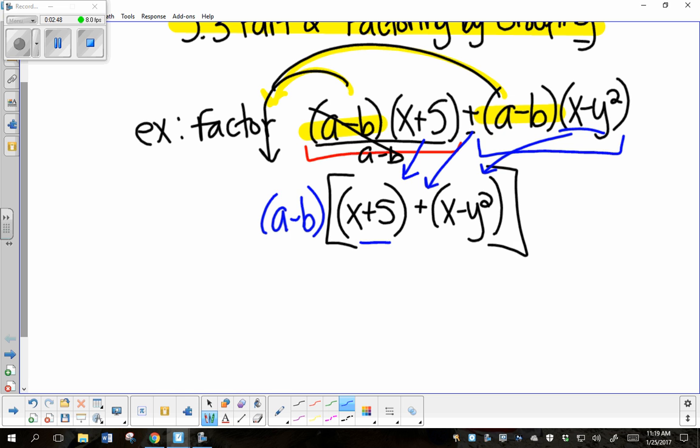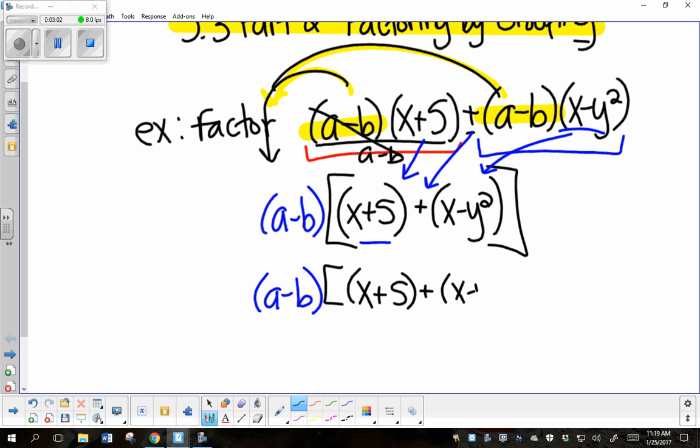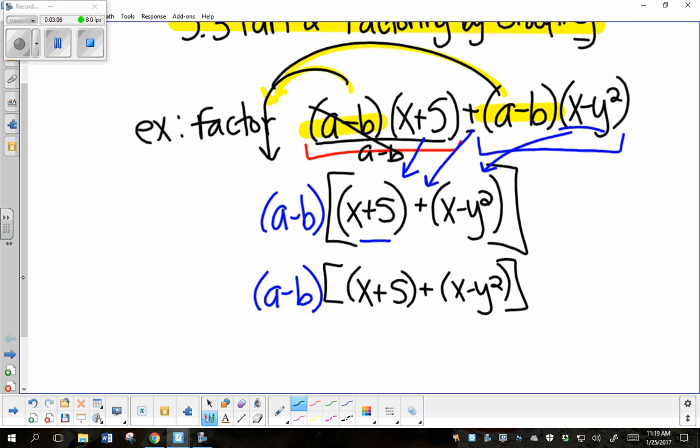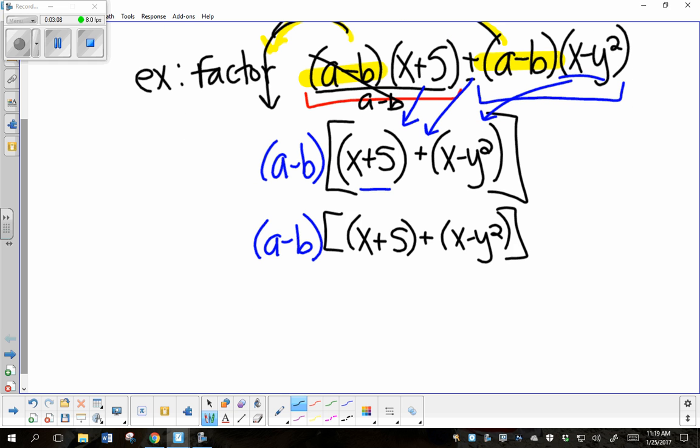So let me rewrite here. I'm doing it to help you see things. It's actually looking worse. So let's write out here, try to write it a little neater, what I have left. So I have a minus b is what I factored out, and then I was left with an x plus 5 and an x minus y squared. So what we want to do is just simplify this as much as we can. So I know I can simplify the stuff in those brackets. Remember, if I have a plus and then parentheses, I can just take out the parentheses.